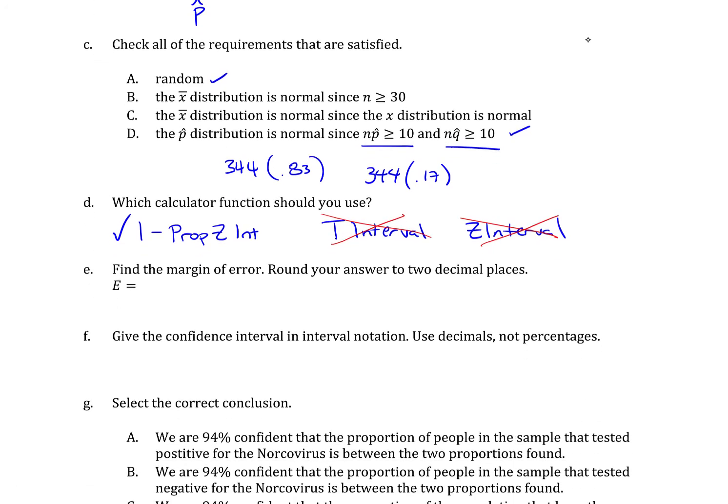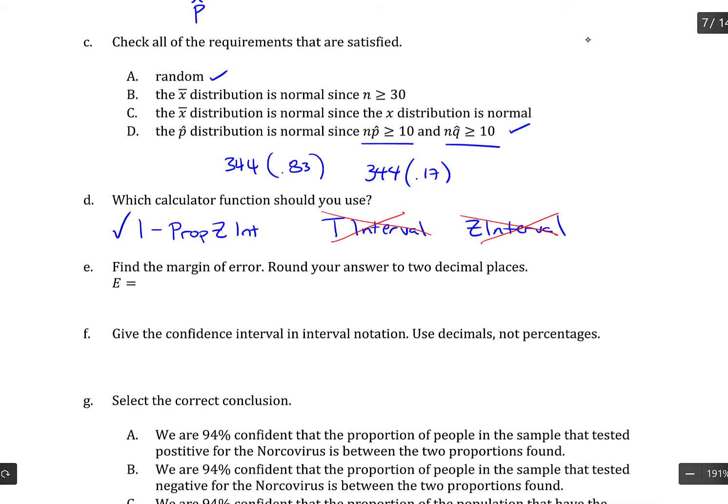All right, find the margin of error. Round your answer to 2 decimal places. Well, to find the margin of error, we have to use the formula z sub c times the square root of p hat times q hat divided by n. And we have most of these data values, but we don't have z sub c, which is a critical value based off of our level of confidence. To get a critical value, we use the formula absolute value of inverse norm of 1 minus the level of confidence divided by 2.